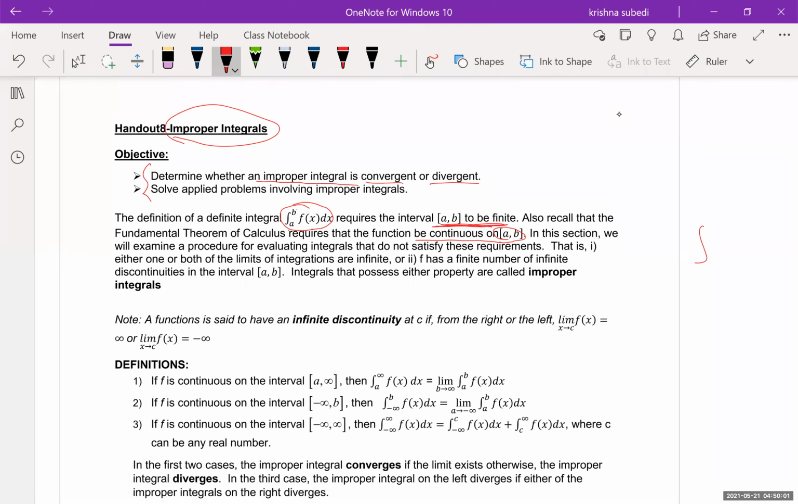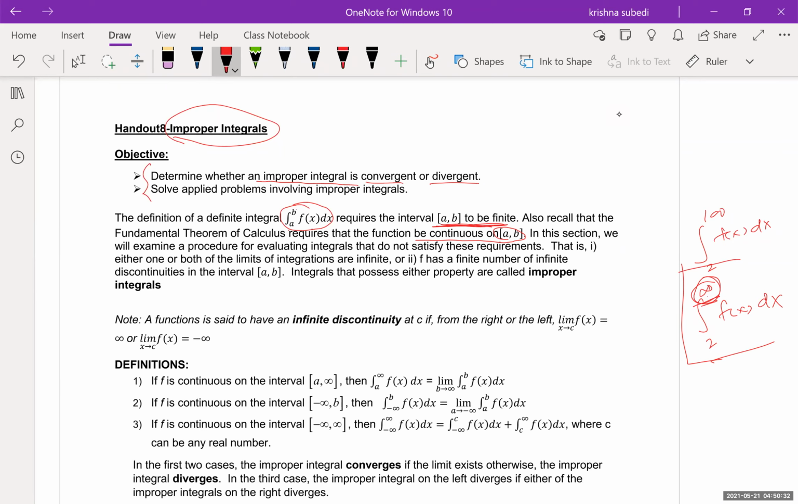Instead of a definite integral, let's say 2 to 100 of f of x dx, sometimes we need to deal with 2 to infinity of f of x dx. So how do we evaluate this integral? As soon as there is an infinite interval, we cannot use the fundamental theorem of calculus, and then this problem cannot be solved. So what we're going to do in this section is use a little trick to be able to evaluate this improper integral.